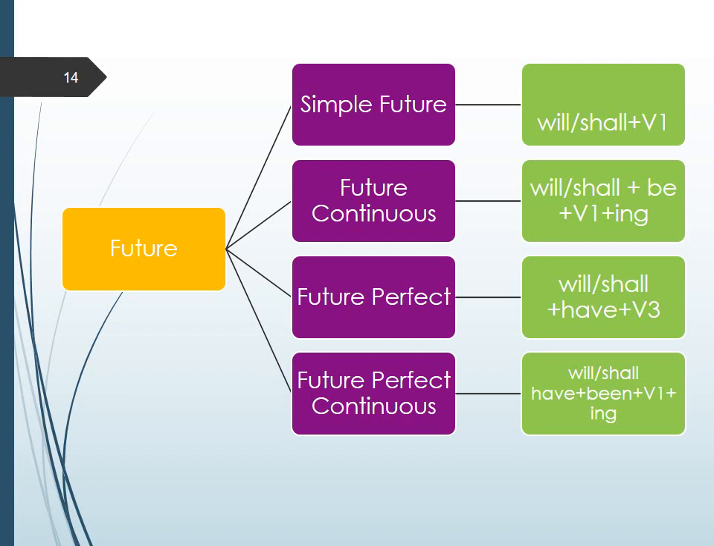A future tense is a tense expressing an action that has not yet happened, or a state that does not yet exist. It is also further categorized into 4 types: simple future, future continuous, future perfect, and future perfect continuous tense.